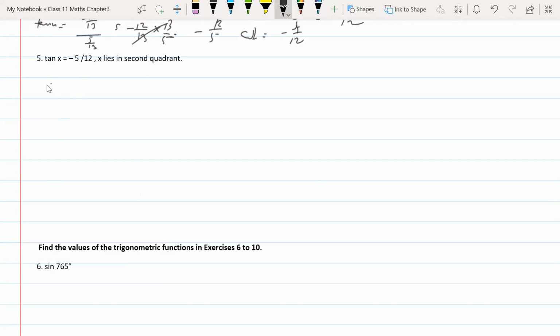Since tangent is given, cotangent is 1 upon tangent. 1 divided by minus 5 by 12 is minus 12 by 5. Tangent and cotangent are given.